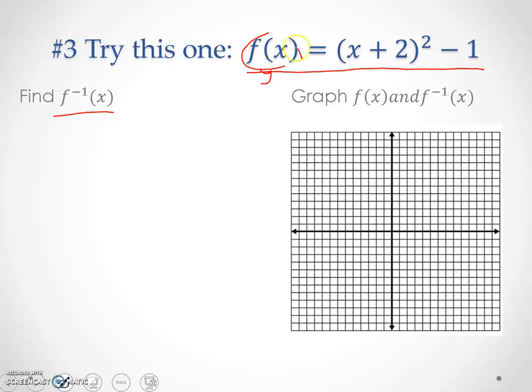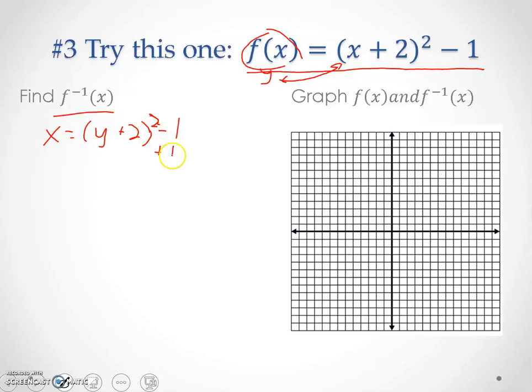if you made the f of x y, we know that now to find the inverse we just switch the x and the y around. And so as I find the inverse of this function, instead of y equals, I'll have x equals, and then in parentheses it's going to be y plus 2, squared, minus 1. So now what I want to do is solve for y.